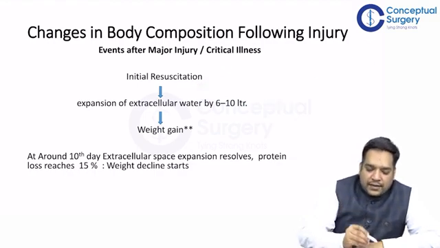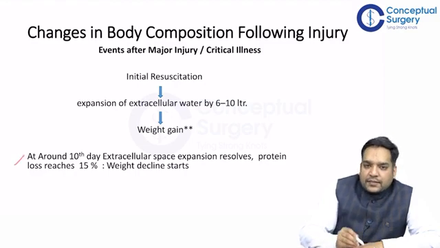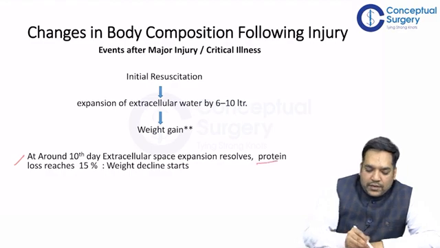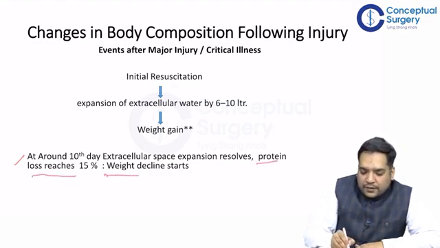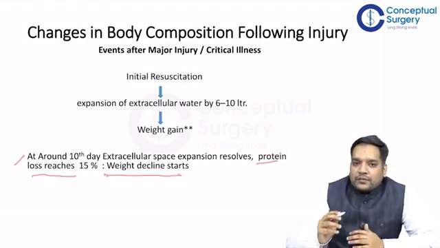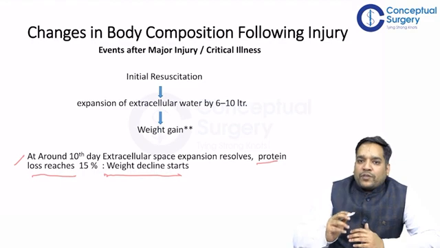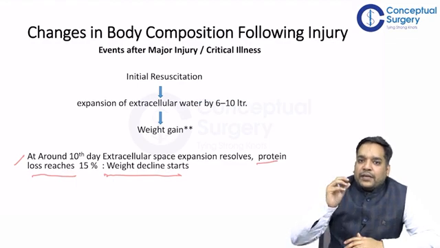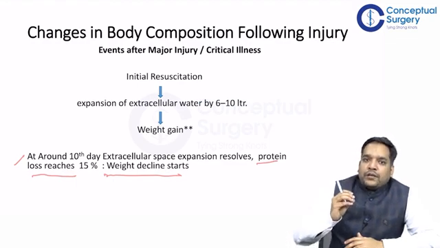So this is a paradox. But at around the 10th day, the extracellular space expansion resolves and protein loss reaches 15%. At this point, weight decline starts. Here also there was loss of protein and muscle, but because of extracellular water, weight gain happened. This was the paradox. But at around the 10th day, this expansion resolves and weight decline starts.